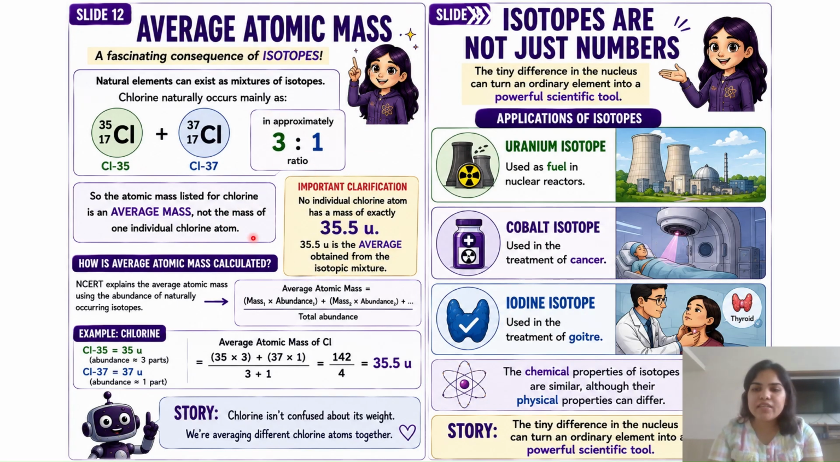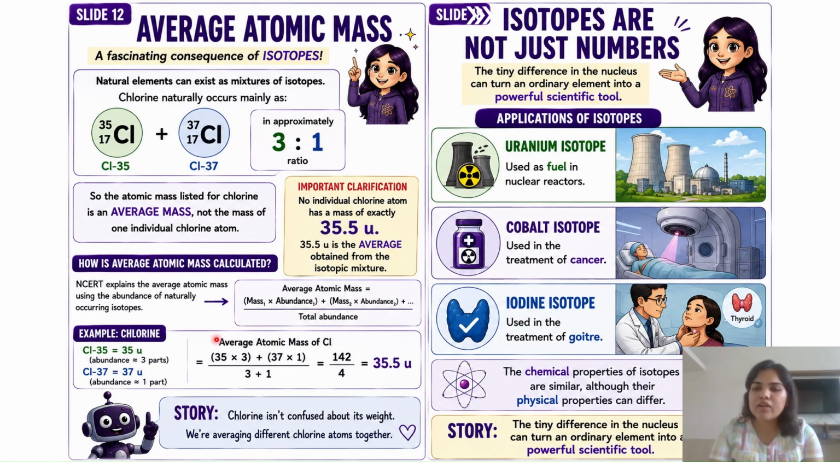So imagine that we take a large collection of naturally occurring chlorine atoms. Most of them are chlorine 35, while a small number of them are chlorine 37. The atomic mass we see for chlorine in the periodic table is therefore not simply the mass of chlorine 35 or chlorine 37. It represents the average mass of the naturally occurring mixture of its isotopes. This average takes into account both the masses of each isotope and its relative abundance.